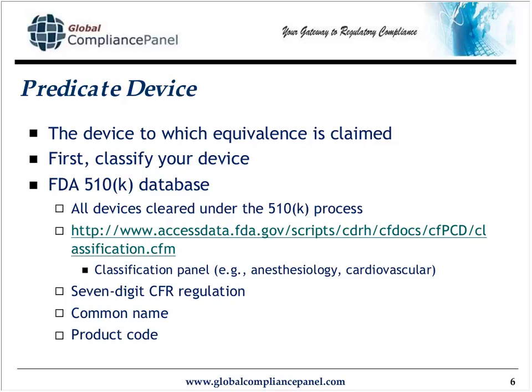But in the situation where you don't know this at all, maybe you're a small startup, you haven't written a 510K before, and many of us have been there, you go to this website and you look at the classification panel. You pretty much just look throughout the 7-digit CFR regulations. The fields are common name and product code, and you just look to see the device that you believe your device is. Once you do that, you're able to locate on the FDA website predicate devices to compare your device to.